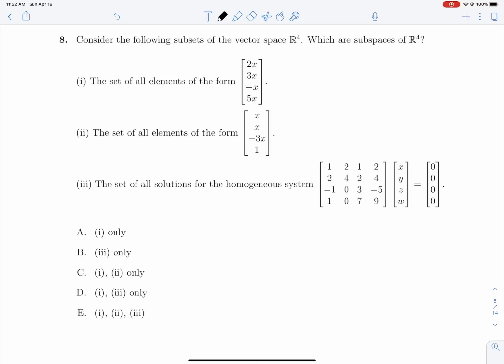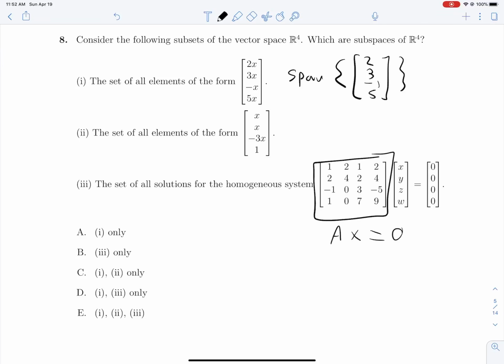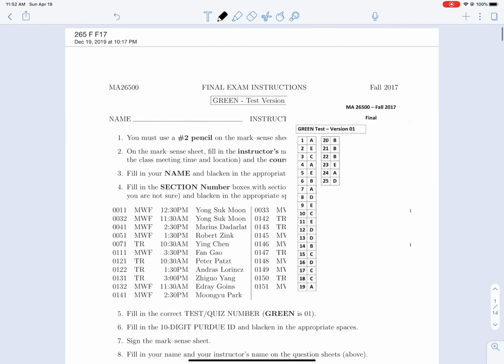Looking at A, we can just write this as the span of the vector 2, 3, negative 1, 5, and anything that we can write as a span is a valid subspace. Additionally, this is just the solution to A times some vector equals 0. So this is the null space of this matrix in R4, and the null space is one of our 4 major subspaces that we talk about. So these 2 are good, middle one is bad. So 1 and 3 is our answer for 8, that's D.